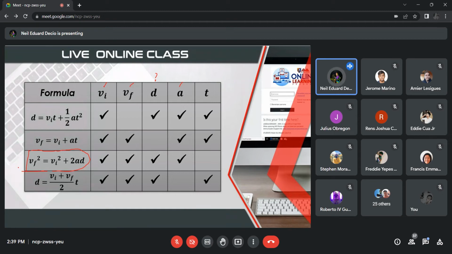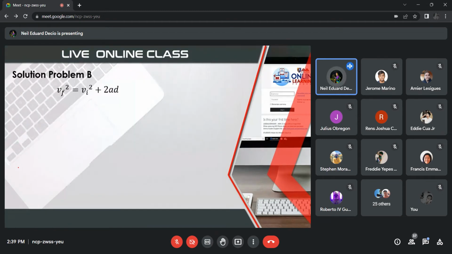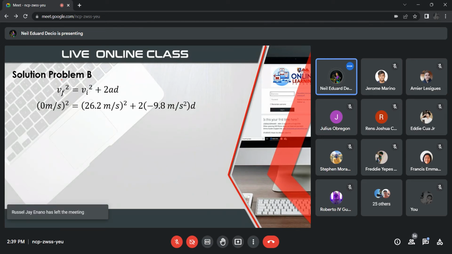So using the formula, let's substitute the values. Our final velocity is 0 m/s, and it's squared, don't forget, because that's the formula. And then of course, the initial velocity is 26.2 m/s, also squared, plus twice the acceleration, which is -9.8 m/s², times d, which is the quantity that we're looking for.